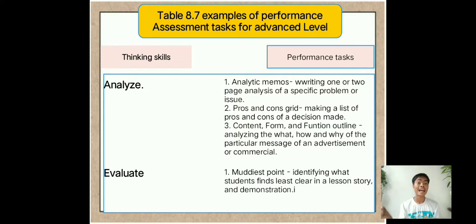You are going to analyze the specific problem and create an analysis from it. And then the pros and cons grid: making a list of pros and cons of a decision made, and then the advantage or the disadvantage of the decision being made. The content, form, and function outline: analyzing the what, how, and why of the particular message of an advertisement or commercial. Next is evaluate. One is the muddiest point: identifying what students find least clear in a lesson, story, or demonstration. So the students will evaluate, and you as a teacher are going to evaluate their work also.